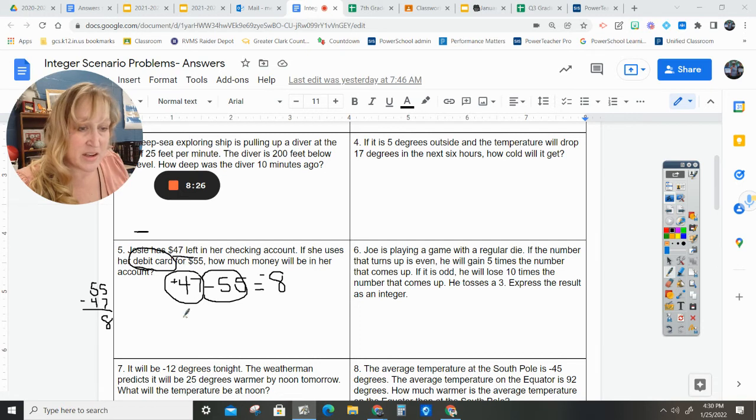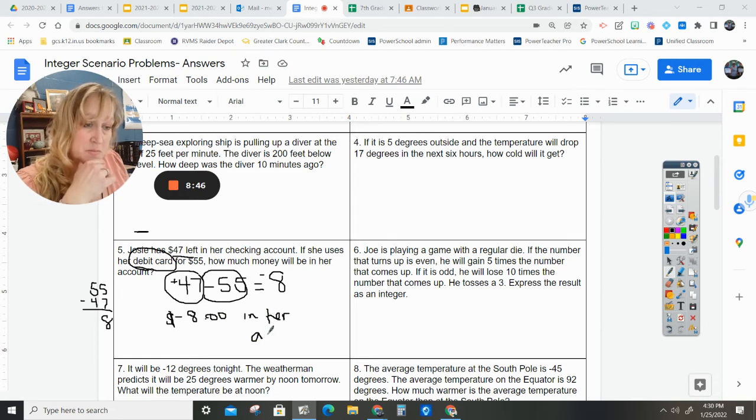So she has negative $8. How do I, okay, negative 8. I don't know how you type this. Negative $8 in her account, which means she is overdrawn. I am so sorry I cannot type or write with this mouse.